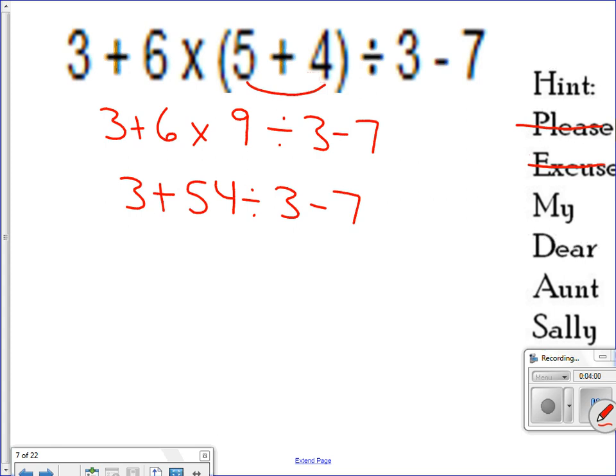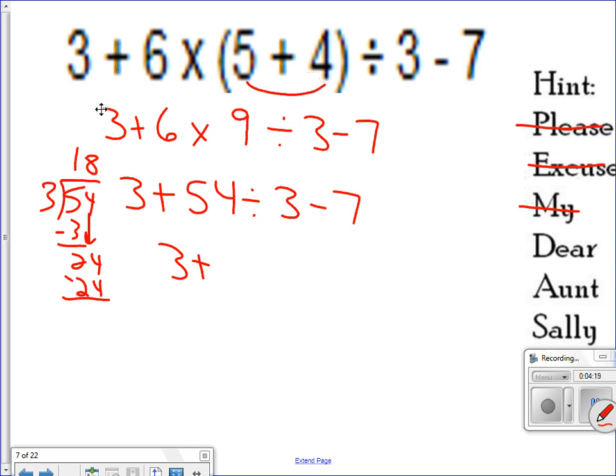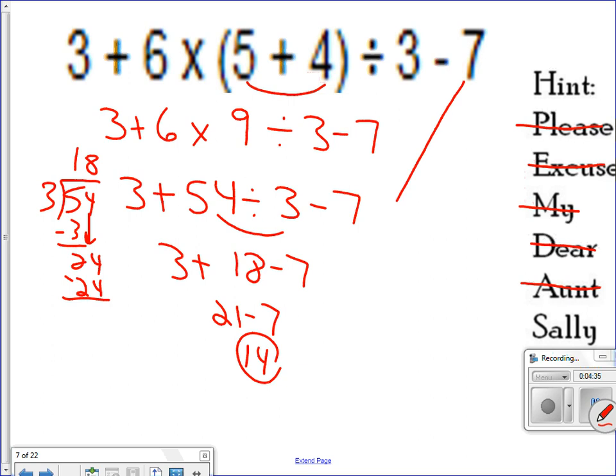Okay. Now, multiplying's done. Now we have to divide. So it's going to be 3 plus 54 divided by 3. 3 goes into 54 once, subtract, got a 2, bring down the 4. 3 goes into 24 8 times. 3 times 8 is 24. So this would be 3 plus 18 minus 7. So I have my dividing done. Now I can add. 3 plus 18 is 21 minus 7. Now I can subtract. 14 is my answer. See how it makes a cone shape, okay? Here's another one.